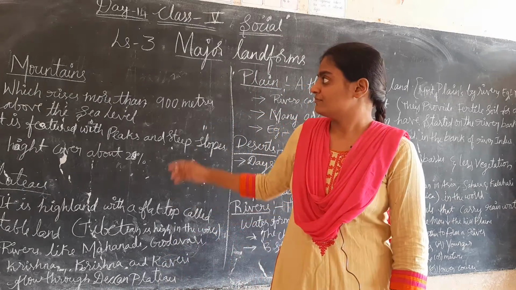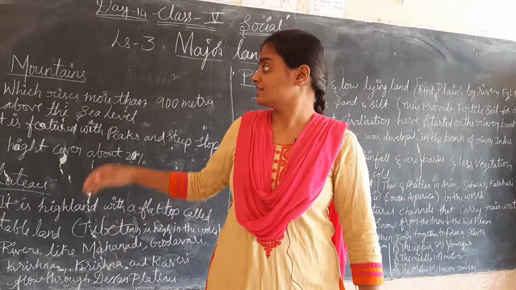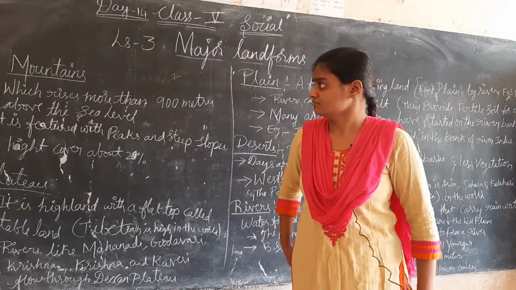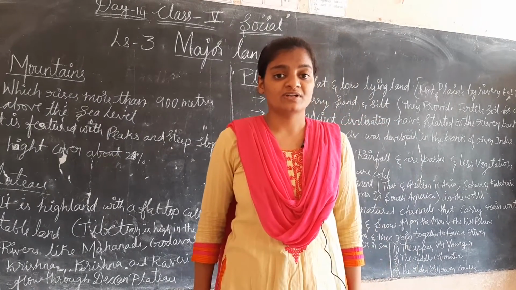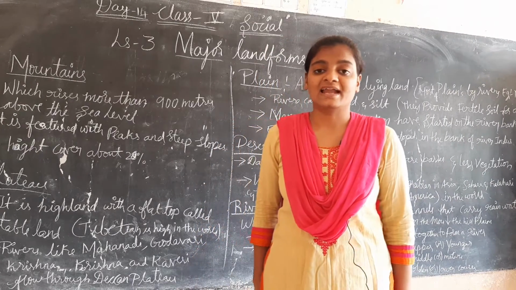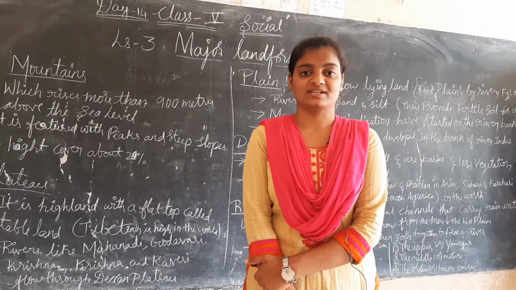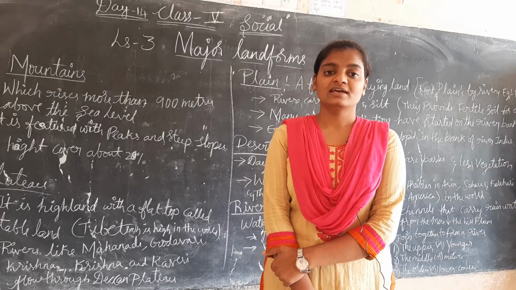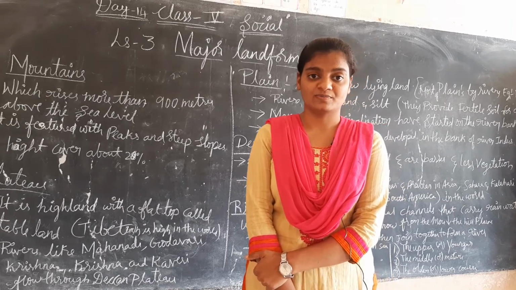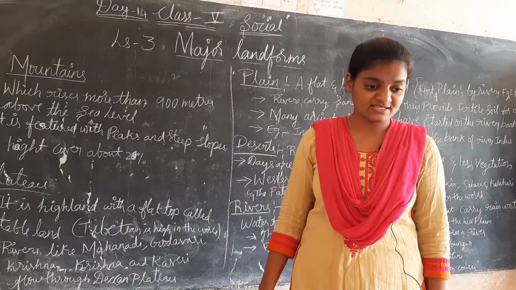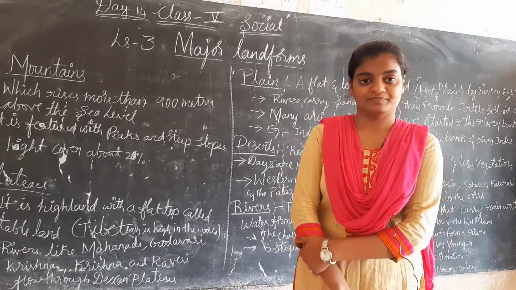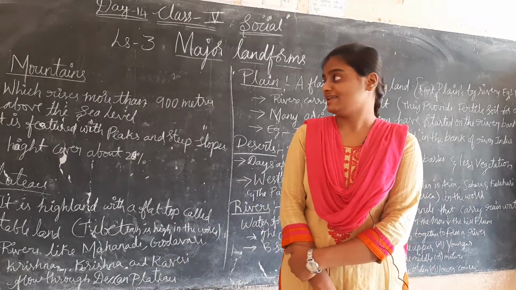Now first I will tell you about mountains. What are mountains, children? The high land areas, the high hills, are called mountains. Mountains are conical in shape.